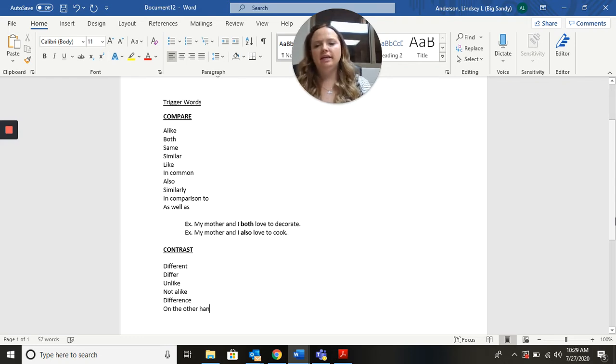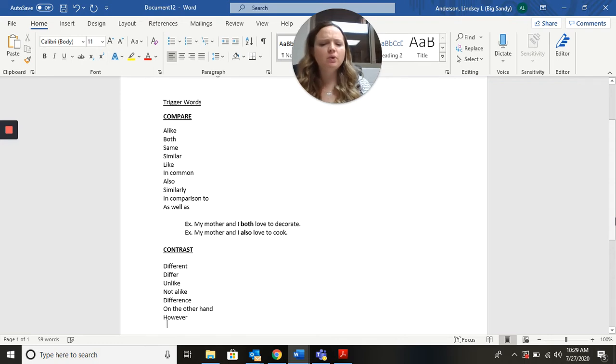On the other hand, I love this one. This is a great transition word, and there would need to be a comma after it. Like, I love to spend money. On the other hand, my husband loves to save. He doesn't ever spend money.